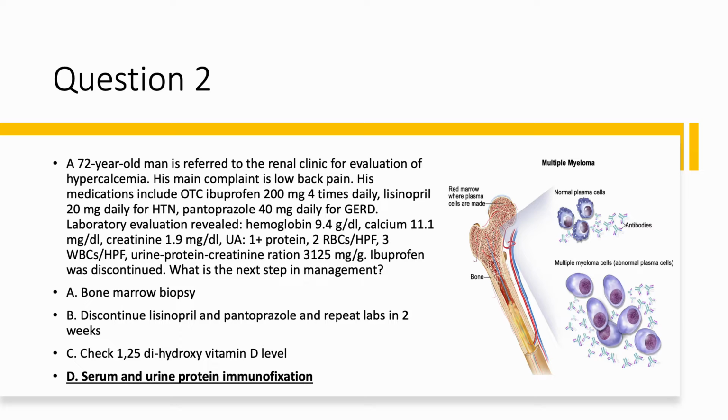And then you can do your bone marrow biopsy, you can do a kidney biopsy, possibly you can do a bone survey, etc. Discontinuation of lisinopril and pantoprazole, well, creatinine may improve after 2 weeks, but you're not really making the diagnosis. Now, checking 1,25-dihydroxy-D, this is elevated in diagnoses like tuberculosis, sarcoidosis, borreliosis. They all cause hypercalcemia, but the story really doesn't suggest any of these diagnoses. So by far, the correct answer is D, serum and urine protein immunofixation.